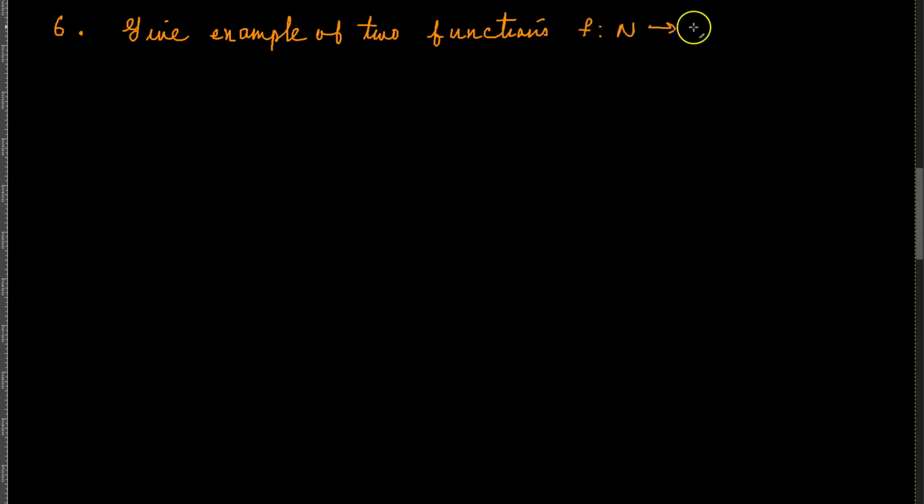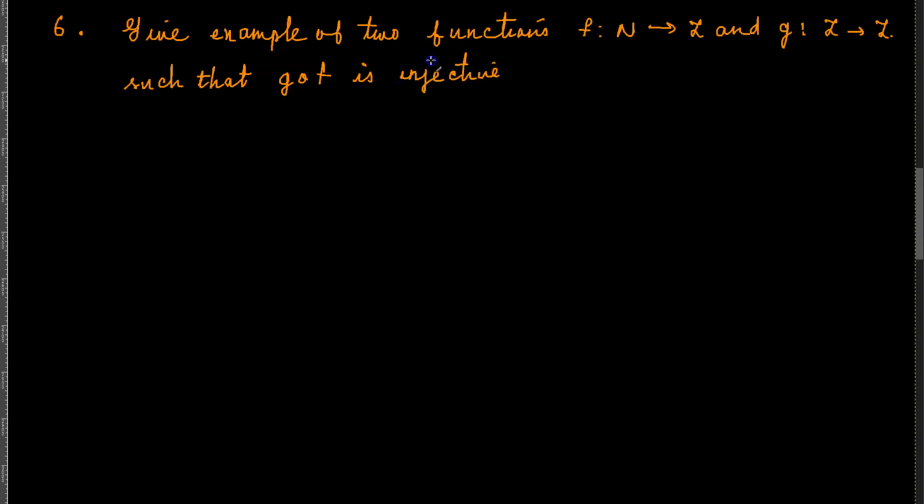Give examples of two functions, f as a function from N to Z and g as a function from Z to Z, such that g of f is injective, but g is not injective. Right, so that is the question.